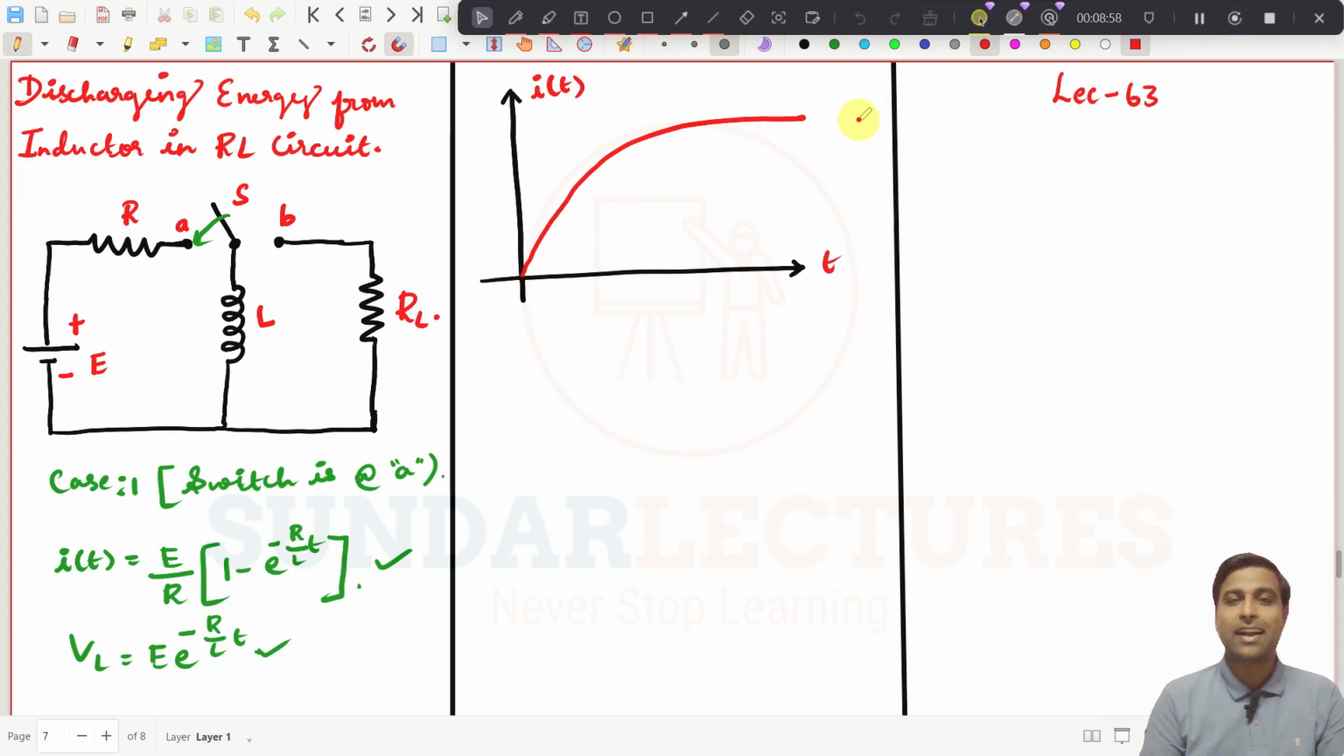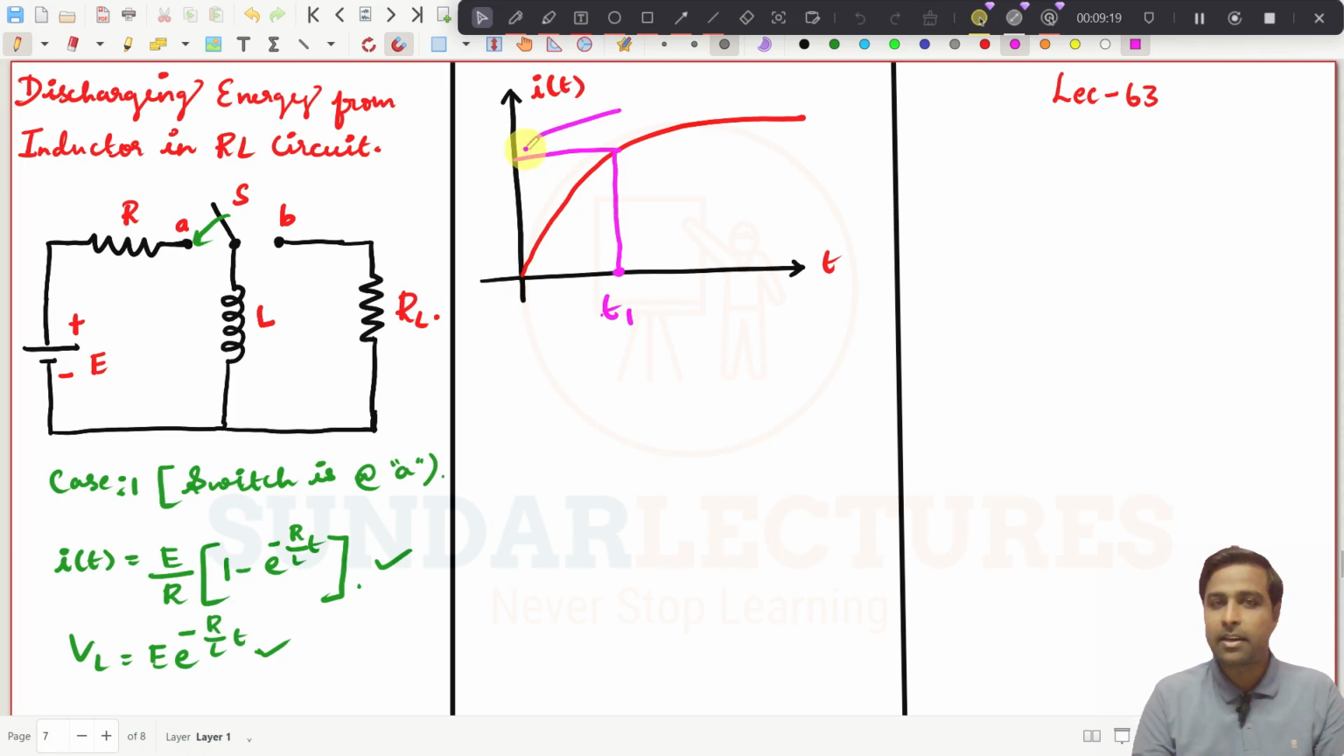And you see, I have just drawn the graph for I of t. Let's assume that this is the point. Listen carefully, because this point you should understand. Maybe you take this as the t1 time. And what is the current here? I am just assuming it to be I of t1. Let it be any value. The final current value will be E by R, that we know. But I will take some current at t1, and I am saying that it is I of t1, right?